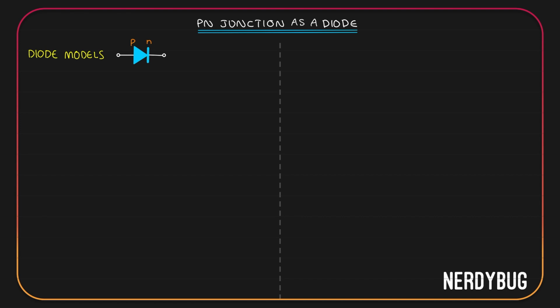Now let us learn the different ways in which we can model a diode in a circuit. Before that, you need to understand what is a model. A model is a simplified version of something complex. It helps us understand how that thing works without getting lost in all the details.